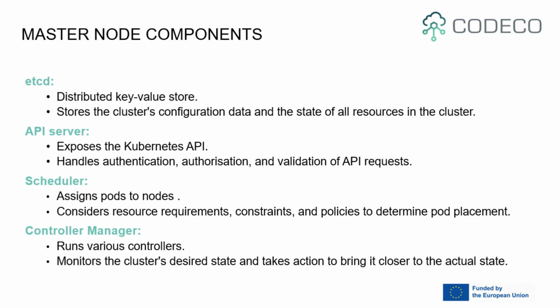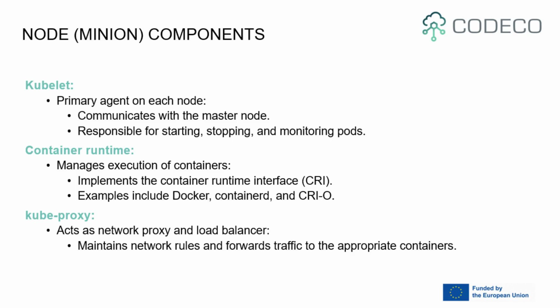The API server exposes the Kubernetes API, which allows clients to interact with the cluster. It handles authentication, authorization, and validation of the API requests. The scheduler assigns pods to nodes based on resource requirements, constraints, and other policies. The controller manager runs various controllers that continuously monitor the cluster's desired state and take action to bring it closer to the actual state.